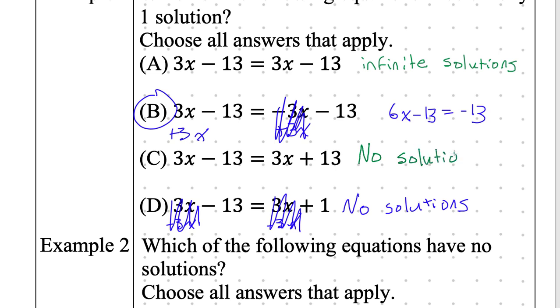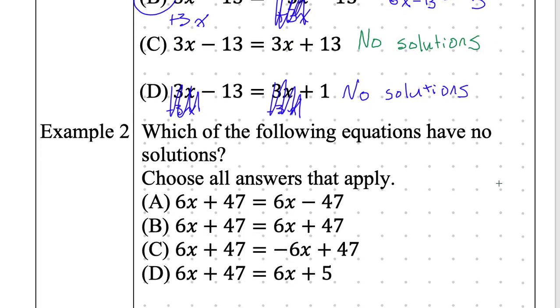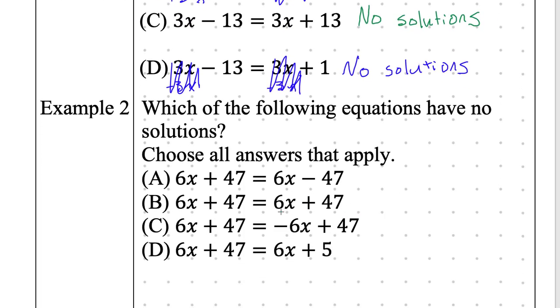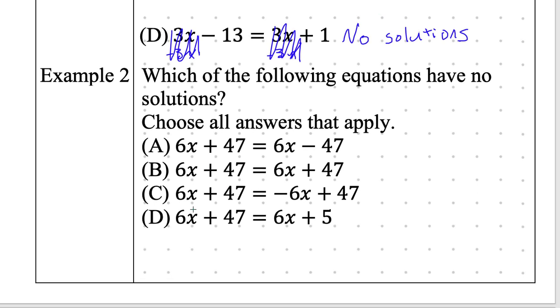All right. So that was example 1. Let's do example 2. So now I'm condensing my work, so you definitely don't have room to do any operations. I need to look for things that have no solutions. Circle the ones that have no solutions.